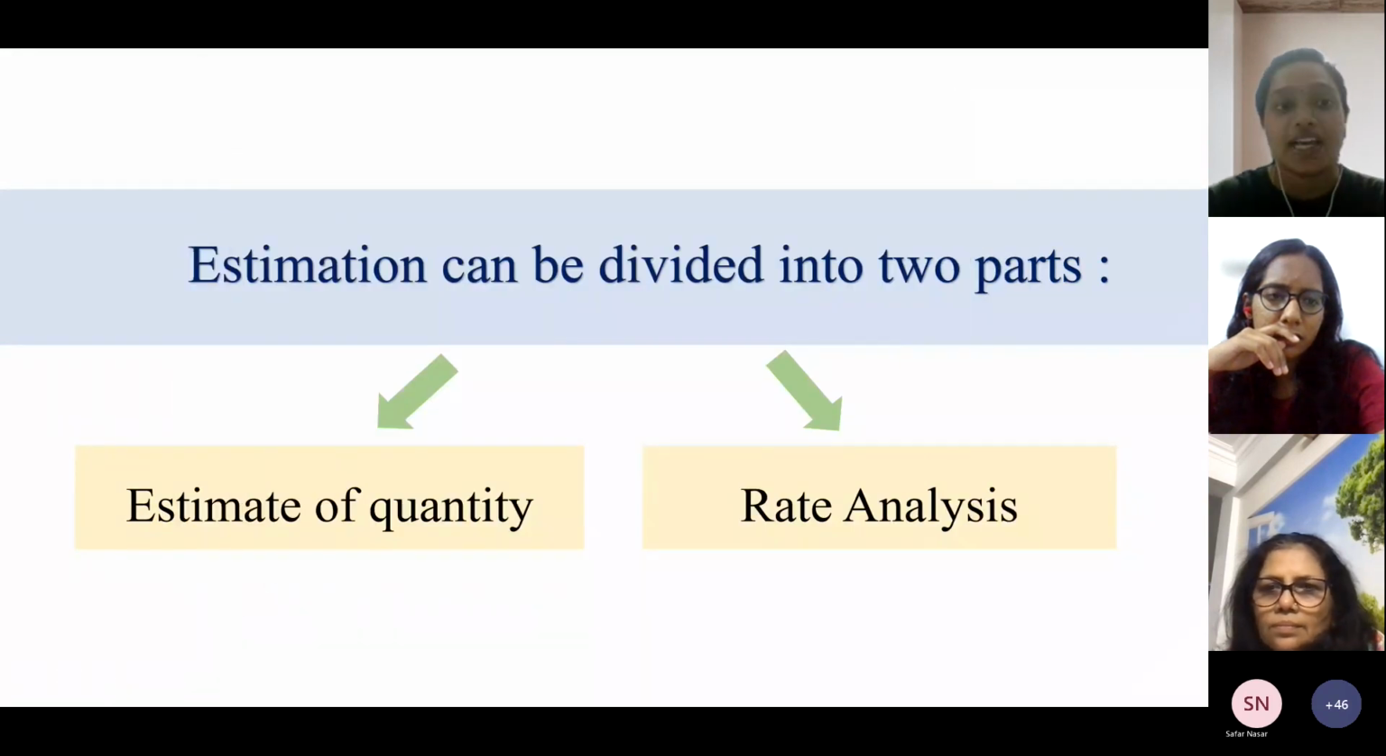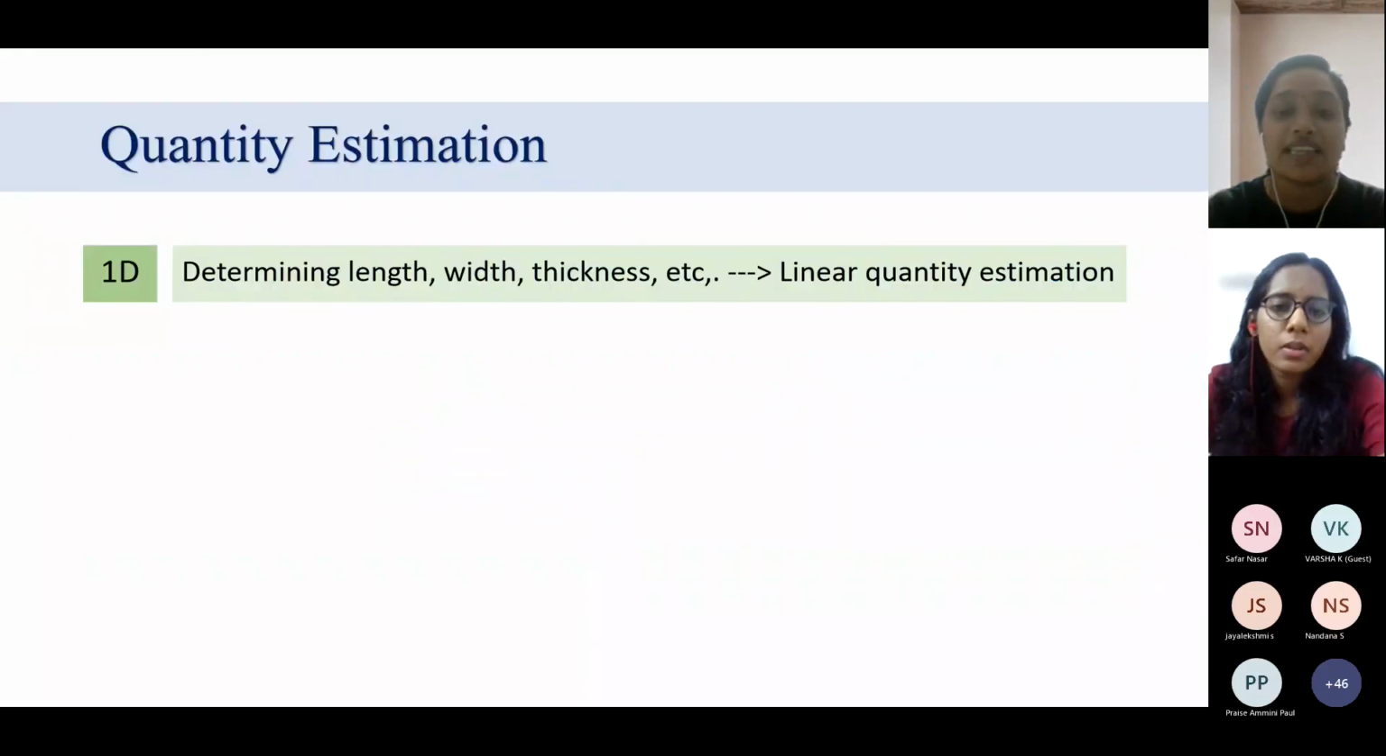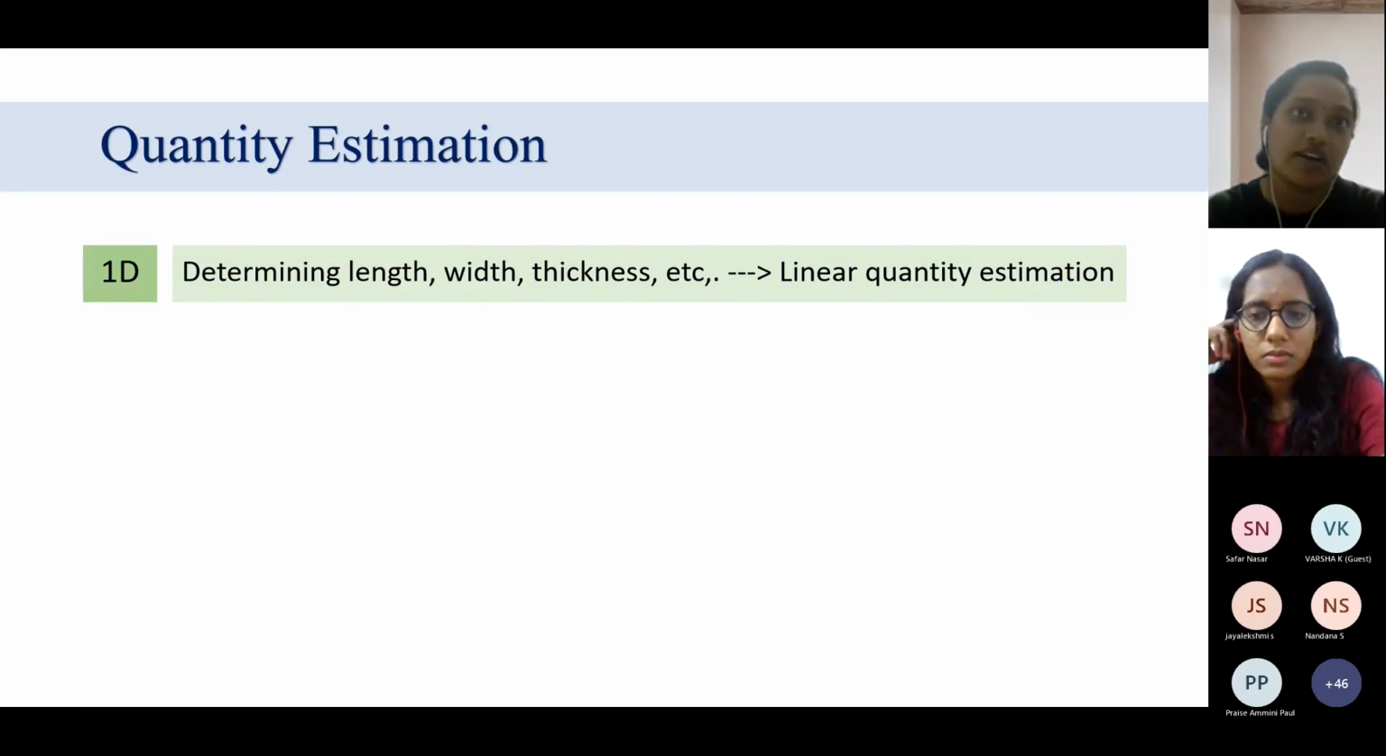I'll be continuing. There are two main parts of estimation, as I said earlier, that is the quantity part and the rate analysis part. First, we'll look into the quantity part. There are three different levels for estimation. The first level or the first dimension, I'll say, is linear quantity estimation. Linear quantity estimation, like the length, is associated with the length, width, and thickness of a component, element, a structural entity.